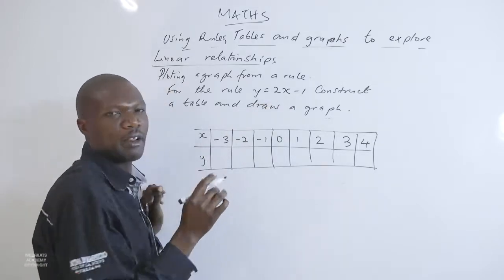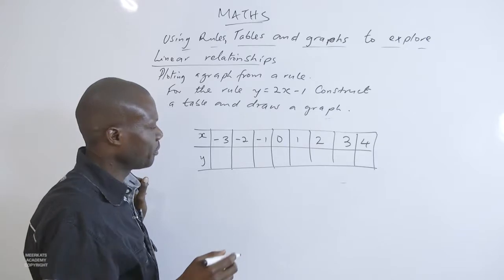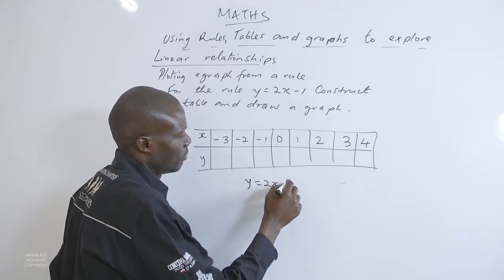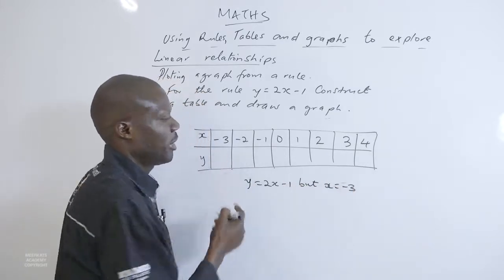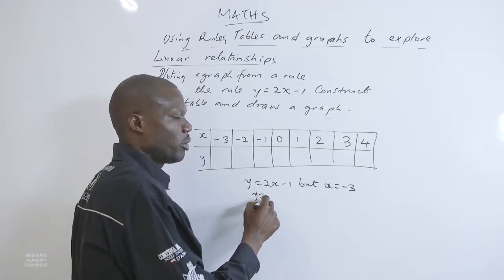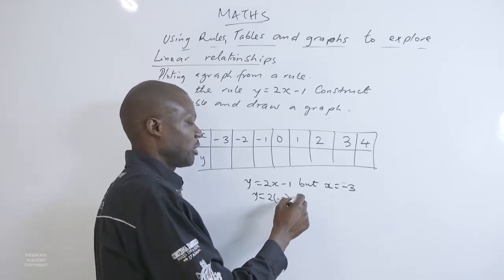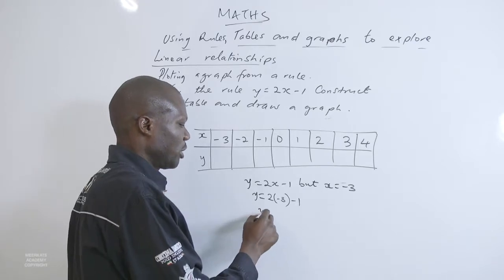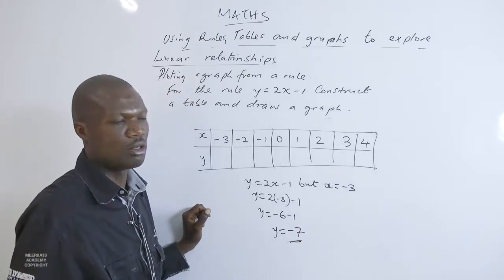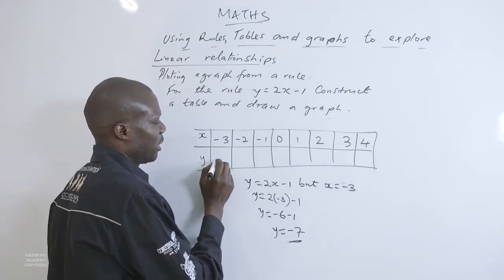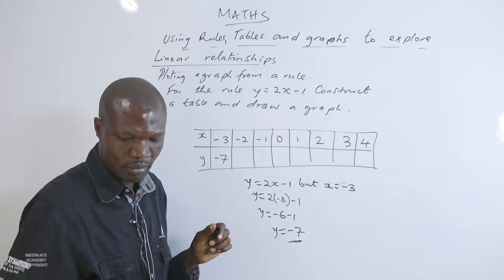To find y, we say y is equals to 2x minus 1. But x is equals to -3 here, so we substitute in. It will be y is equals to 2 into x, which is -3, and then -1. This will give us y is equals to -6 minus 1. y is equals to -7. So you come and fill here, -7. You move ahead.